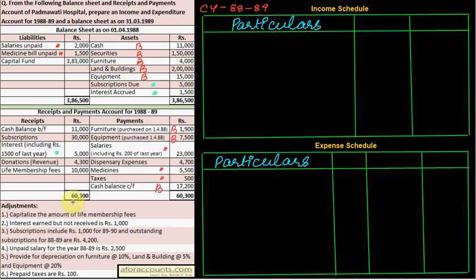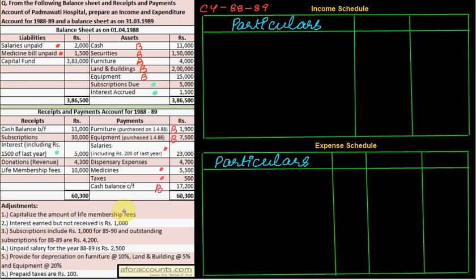Now reading on to the adjustments. Capitalize the amount of life membership fee. So life membership 10,000 needs to go to the capital, that is, capitalized, means it needs to go to your balance sheet. Interest earned but not received rupees 1,000.